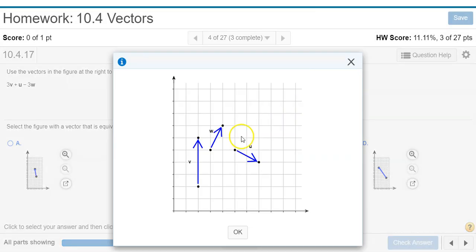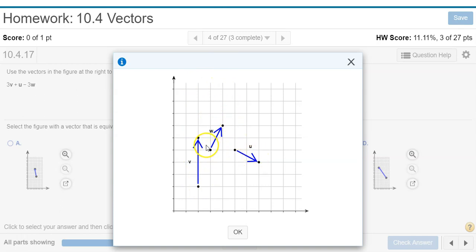So let's see. If we have 3V and normal V is 1, 2, 3, 4 units up, then we're going to start out by going 12 units up, and then we add U, so we go down 1 and to the right 2. So we would be starting out by going mostly vertical, and then it would be tilted down to the right a little bit. So the normal arrow, instead of just going straight up 12 units, will move over to the right slightly because of the U arrow.